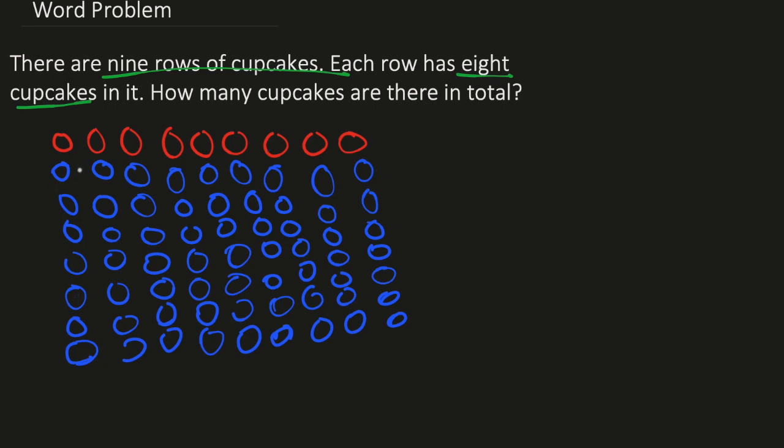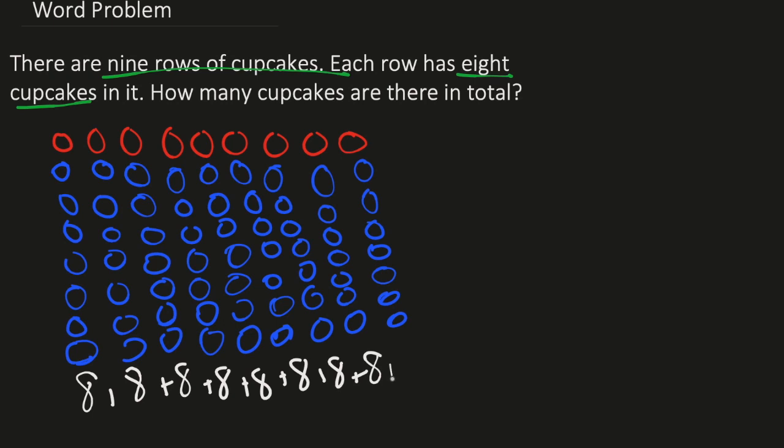So we can count them now, but that's going to take a long time, so let's use repeated addition. So we know that's 8, and then we're going to add another 8 for the other row, and we're going to keep adding 8s until we run out of rows. So we are almost there. So now we have 9 8s. So then 8 plus 8 plus 8 plus 8 plus 8 plus 8 plus 8 plus 8 is equal to 72.